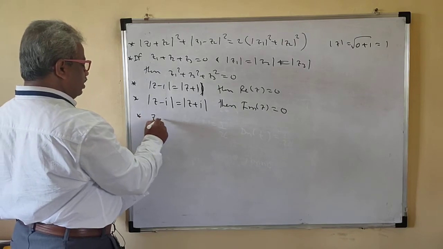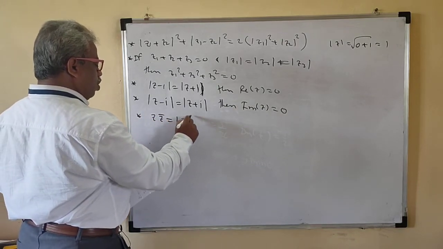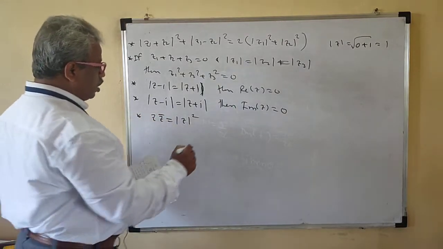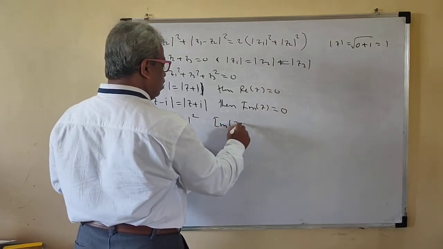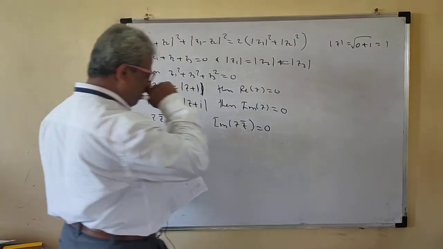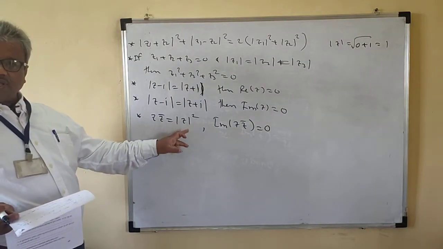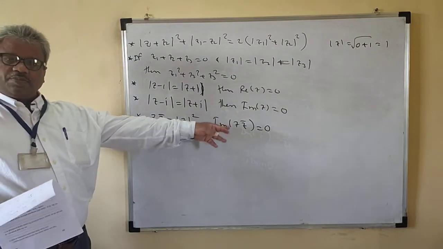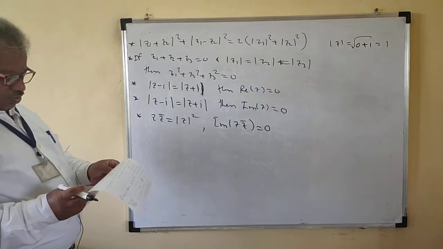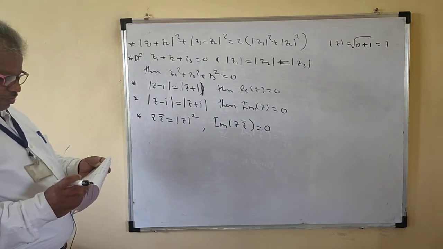Also you should remember that z into z bar is the same as mod z square. Because z into z bar is mod z square, that is real. Therefore the imaginary part of z into z bar is always 0. So this also you should remember.